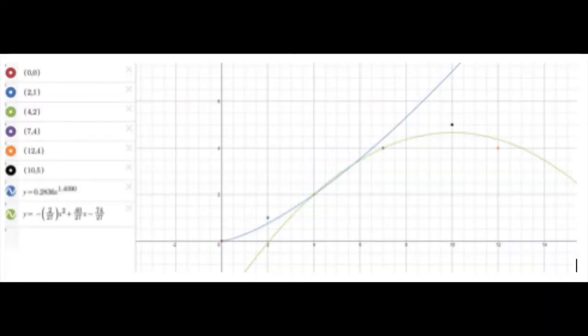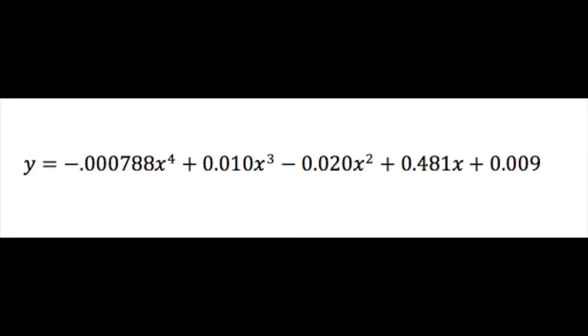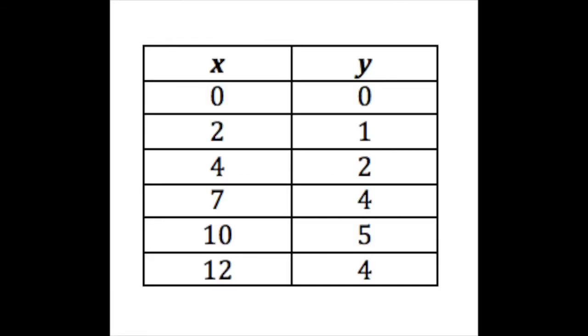The graph here shows all of our data points as well as the two model functions that we used to depict the Hershey Kiss. For our regression equation, we found that the quartic regression gave us the best value because its r-squared value was the highest at 0.999. Our points were (0, 0), (2, 1), (4, 2), (7, 4), (10, 5), and (12, 4). Here is our quartic regression equation line graphed on from data points 0 to 12.